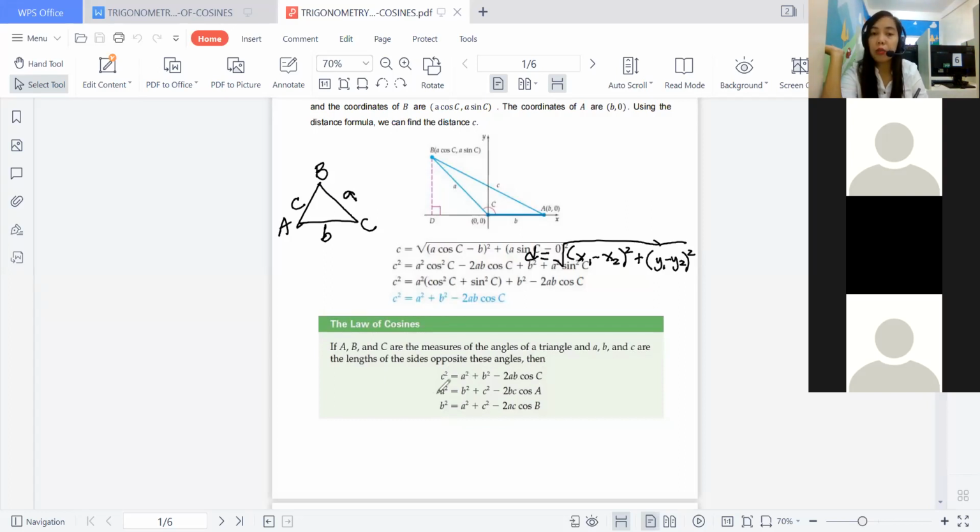If we are asked for a squared, we will have a squared equals b squared plus c squared minus twice the product, minus 2bc cosine of its angle, A. For b squared, it is equal to a squared plus c squared minus twice the product of these, minus 2ac cosine of its angle, cosine B. So let's apply the law of cosines.